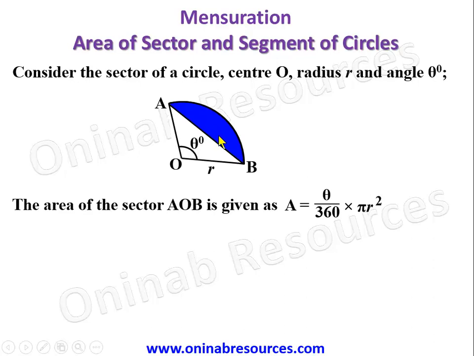Now if you draw a chord from A to B, we discover that this section here, let's shade it, this blue shaded part is the segment of the circle. Then how do we calculate the area of the segment of this circle? It is very simple.